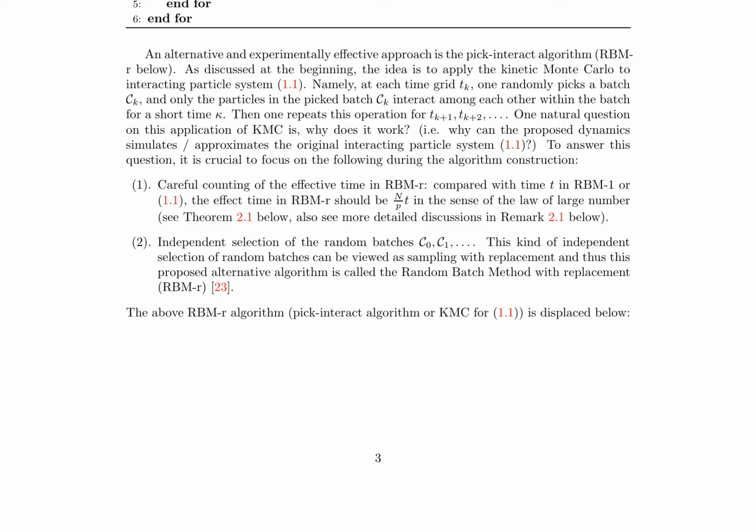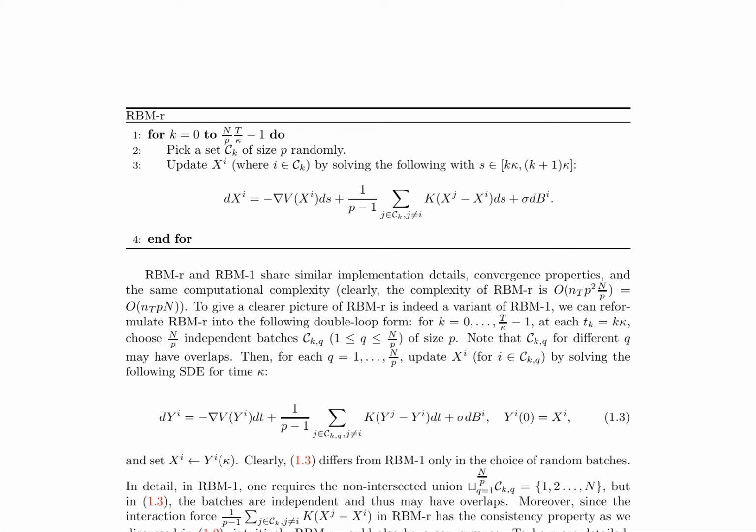There are two approaches to RBM: RBM-1, random batch method without replacement, and RBM-r, random batch method with replacement. RBM-1 divides 1 to n into n/p small batches of size p at each time t_k, where particles interact within each batch. RBM-r, on the other hand, uses a pick-interact algorithm, where at each t_k, a batch C_k of size p is randomly picked, and particles in the batch interact among each other within the batch for a short time kappa. The interaction force in RBM-r has the consistency property as discussed in equation 1.2.